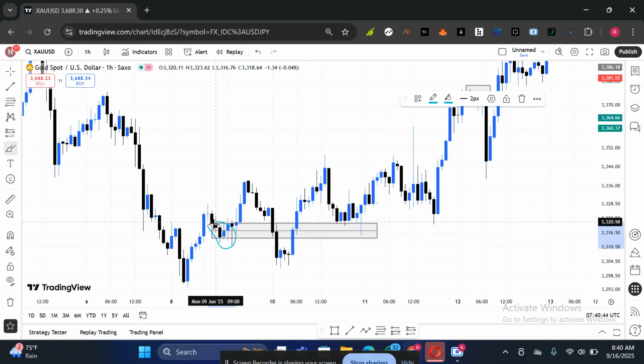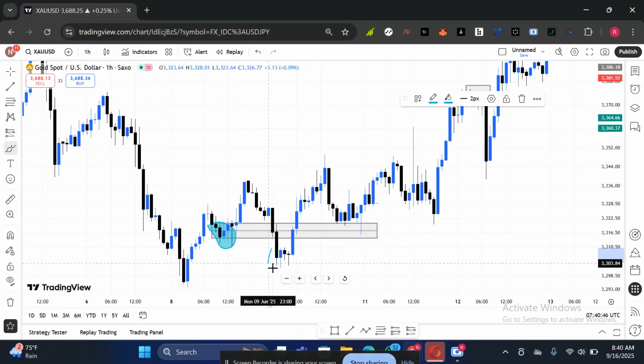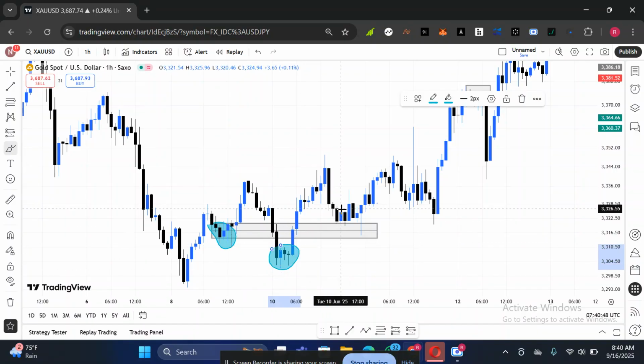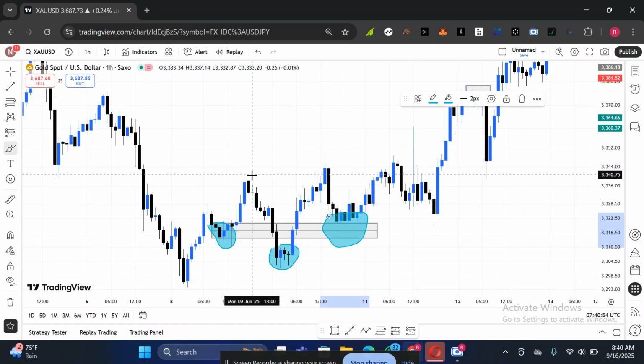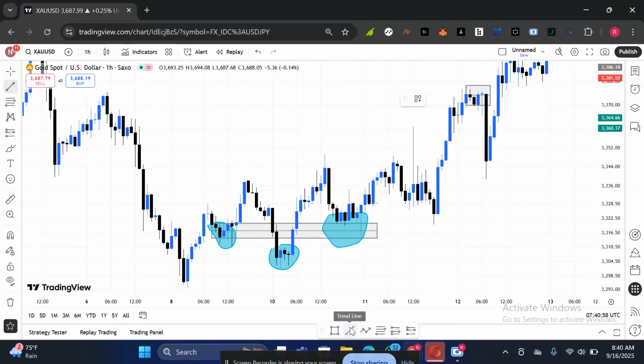This is the shoulder, this is your head, and this is the other shoulder. Are you now seeing it clearly? This point here is our neckline. The market gives us a good neckline from there, which is this clear point here.